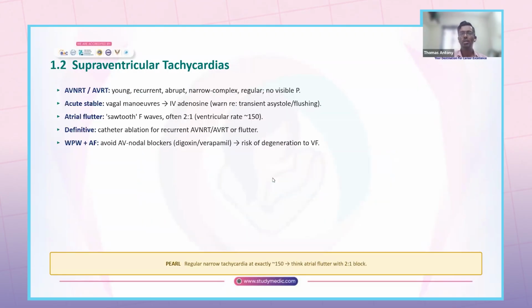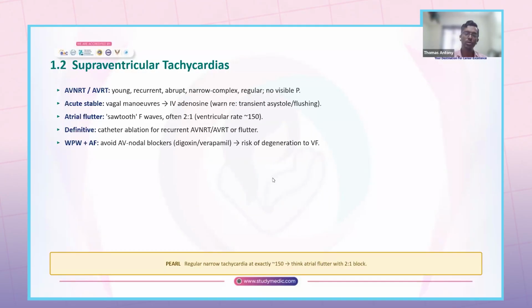Okay, so coming a little bit more in detail about the supraventricular tachycardias. So we have the AVNRT and AVRT. So what are these? It occurs usually in young patients, recurrent, abrupt, narrow complex, and it's regular. See, it is similar to all supraventriculars. It is a narrow complex. It will have a regular pattern without a P wave involved. So this usually happens in young patients, and this keeps on recurring. Once you get the arrhythmia, you are prone to get it repeatedly.